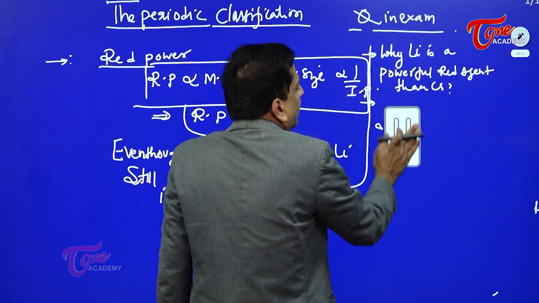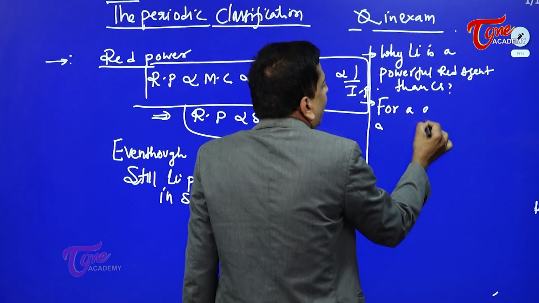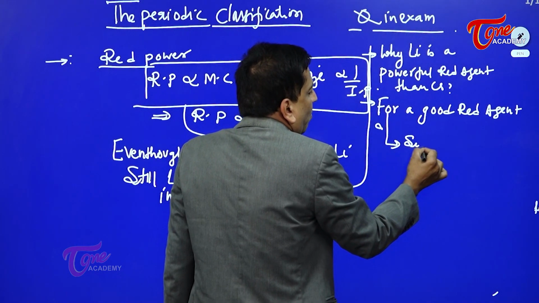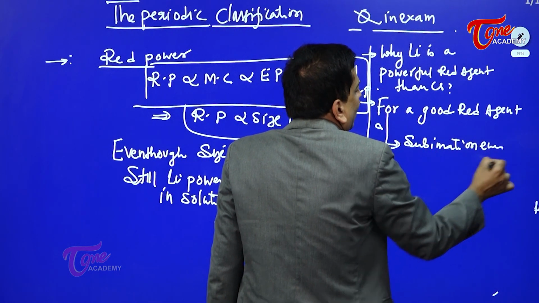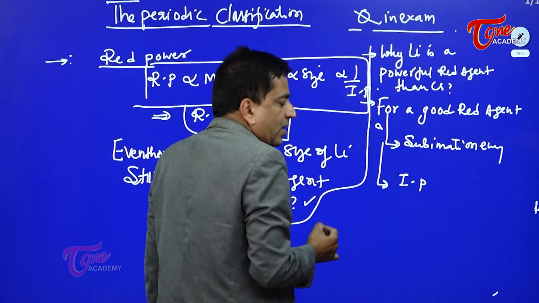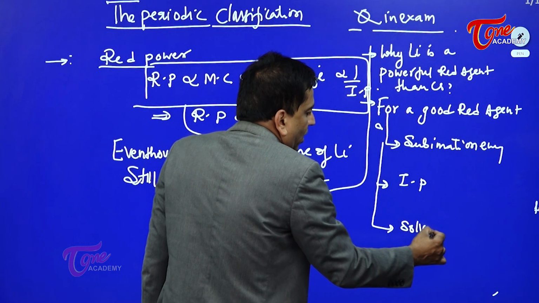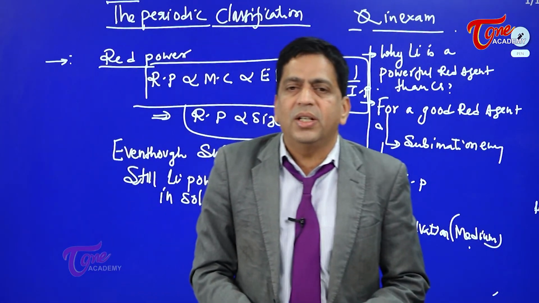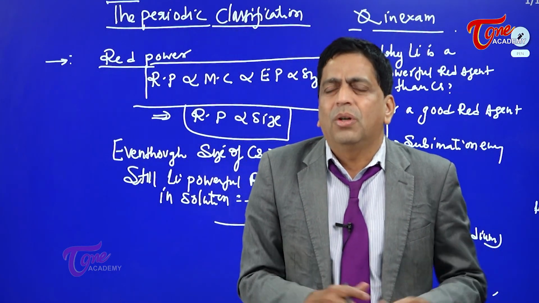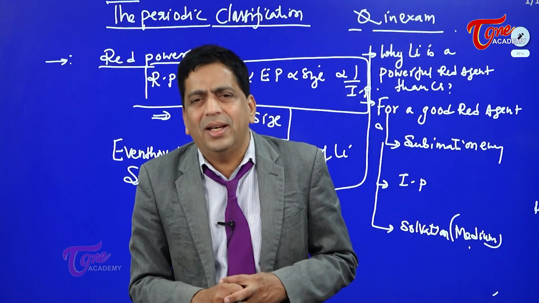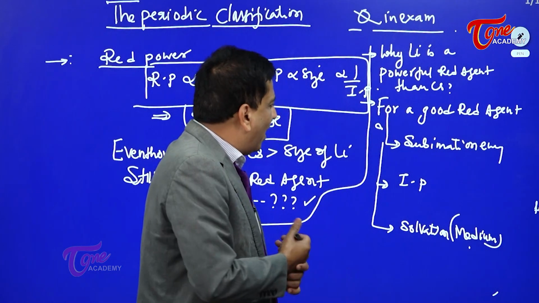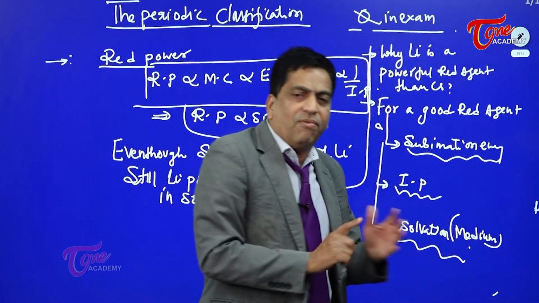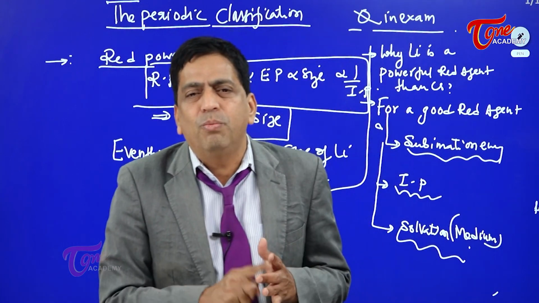So what I will do is I can write, for a good reducing agent, what are the qualities? First, the sublimation energy is a factor. The second, ionization potential is a factor. And the third one, solvation energy, that's in a medium. Because in a medium, lithium is a powerful reducing agent and not cesium, so something is happening in the medium. So, if someone asks how you judge a very good reducing agent in a medium, you have to say that it is determined through sublimation energy, ionization potential, and solvation. There are three factors which influence a substance to be a very good reducing agent.